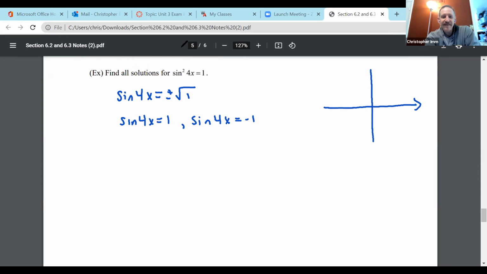Benjamin, where is sine of x equal to 1? What angle is sine of x equal to 1 at? It's a quadrantal angle at 90 degrees pointing upwards. Excellent.